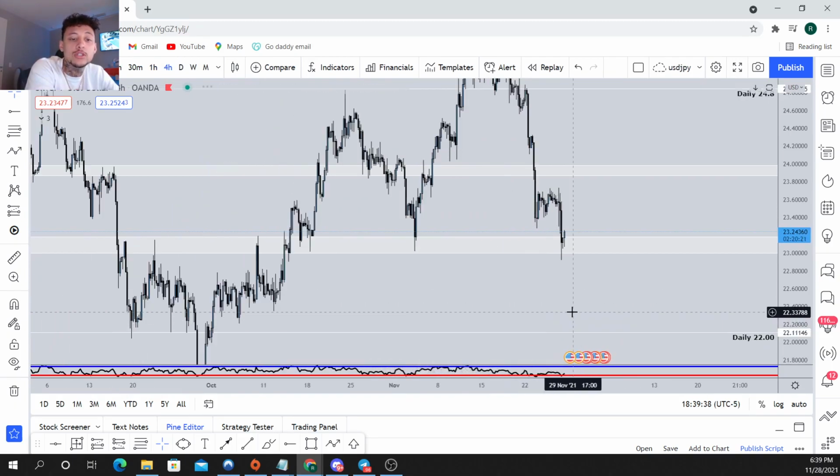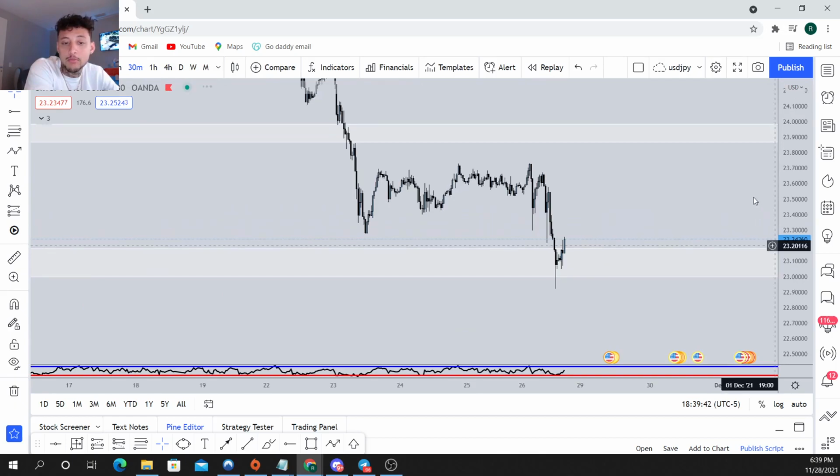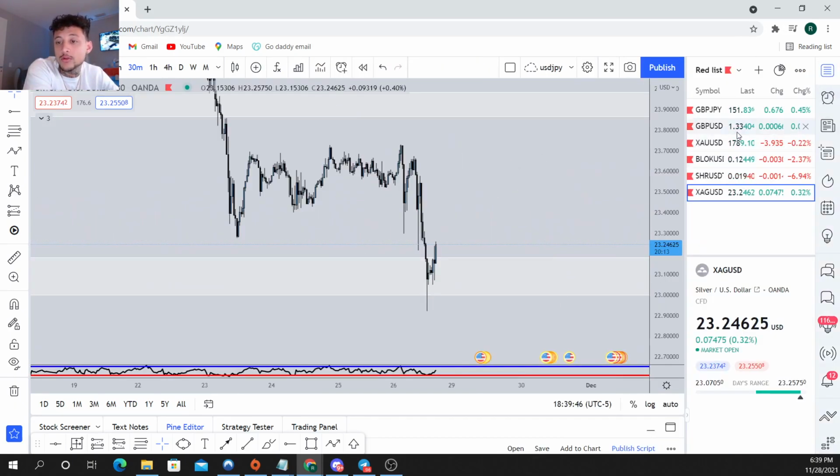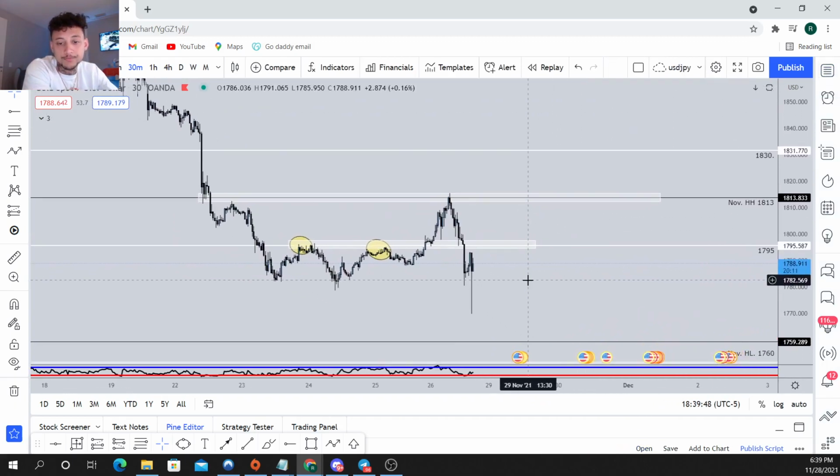And what we could do is look for entry based off of those smaller time frames. There's, again, many ways that you could actually be taking trades from here. Let me give you another example. So I'm going to move over to gold, right?